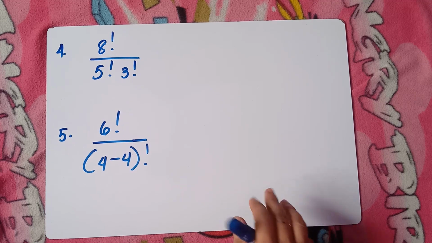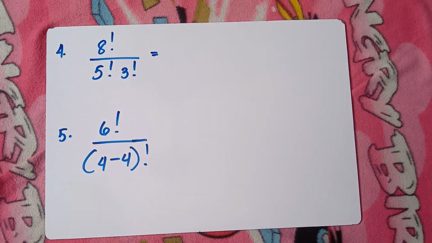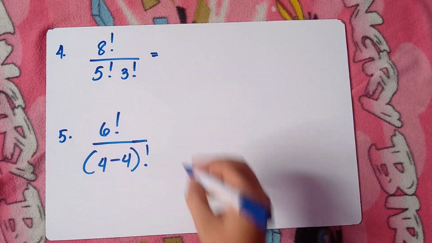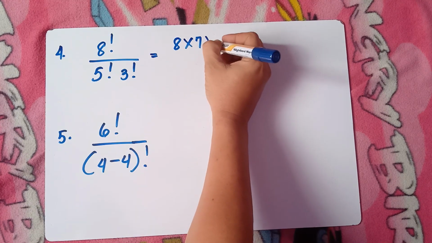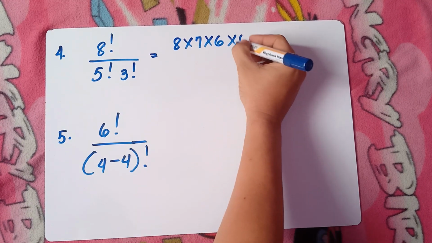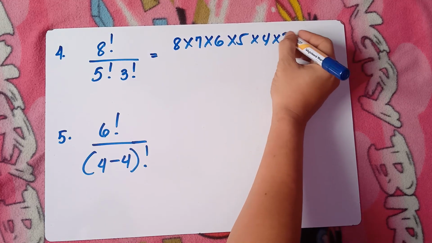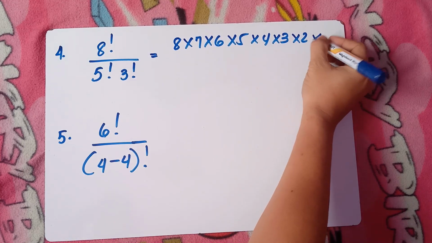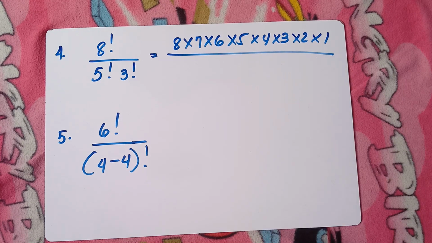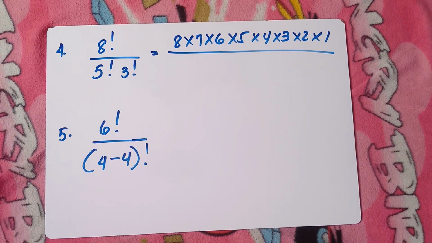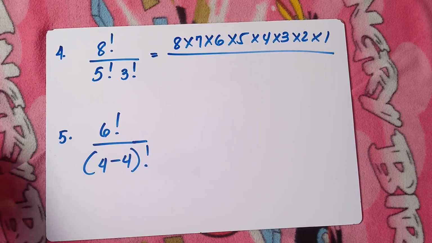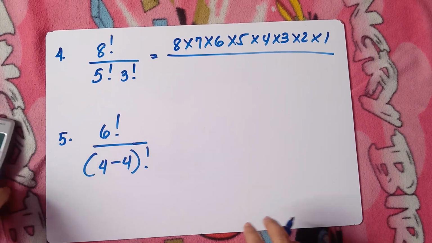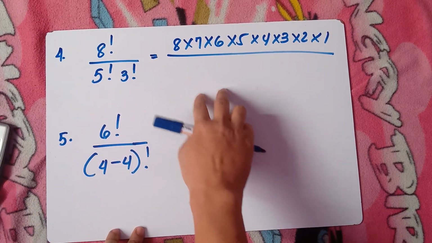Let's try 2 more examples. So 8 factorial, class, means 8 times 7 times 6 times 5 times 4 times 3 times 2 times 1, divided by 5 factorial. If the teacher will allow you to use the calculator, just do that one. That would be easy for you to answer this. If not, you will solve it like this.